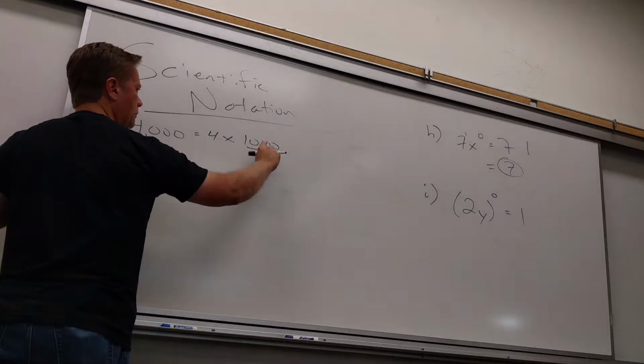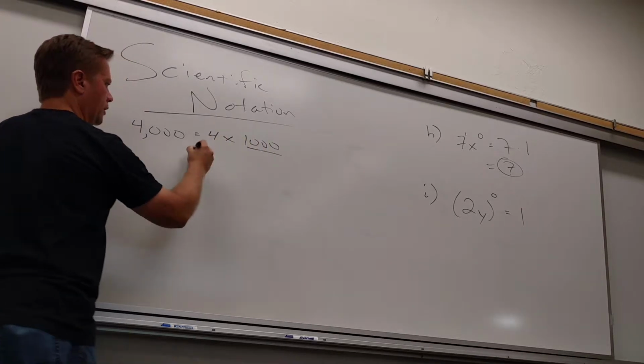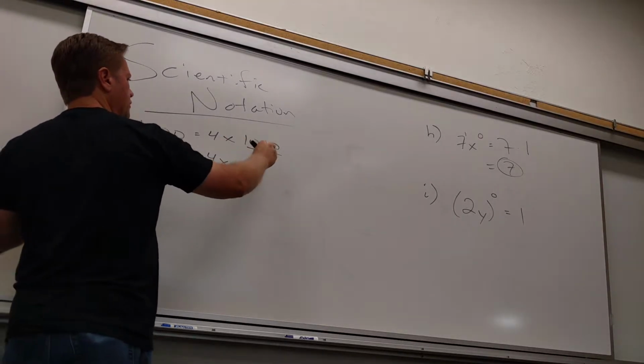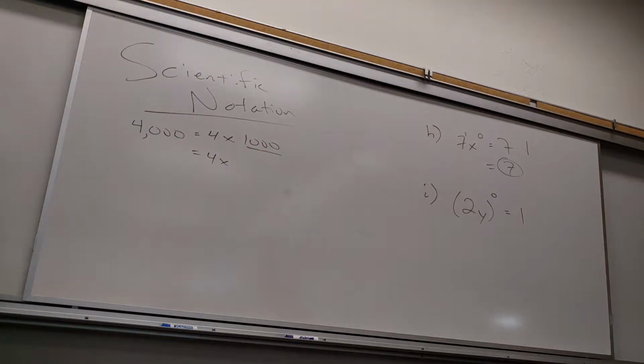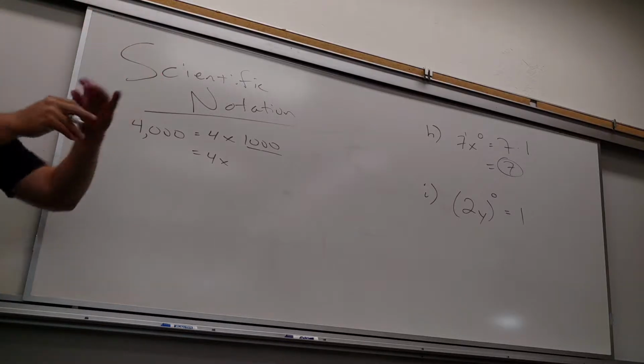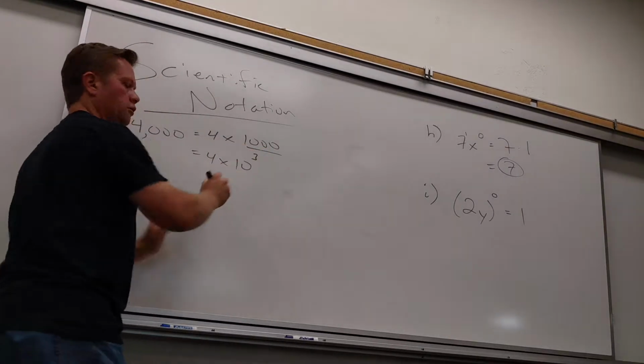So I pull those out because 10 is a very important number to me. How can I write 1,000 as something to a power? How many tens is that? 3. Careful, I know what you mean. It's 10 times 100, which is 10 times 10 times 10. So it's 10 to the 3rd.